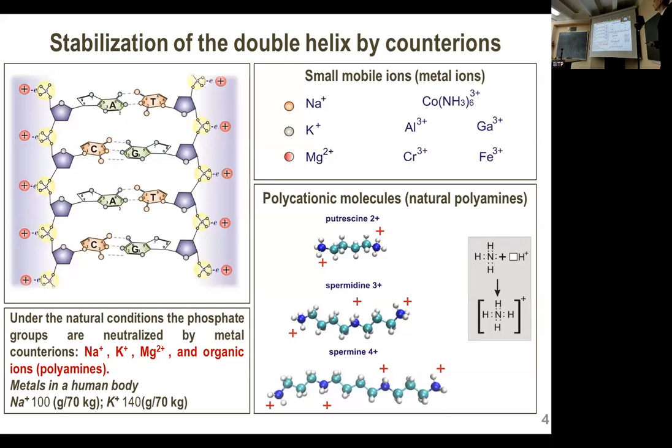The double helix should be stabilized by metal counter ions, but not only metals. It can also be molecular ions, polycationic ions like natural polyamines. These are chained small molecules with amino groups which are positively charged in a water solution. And you can find a lot of different polyamines, but here putrescine, spermidine, and spermine are natural polyamines which are always present in a living cell.